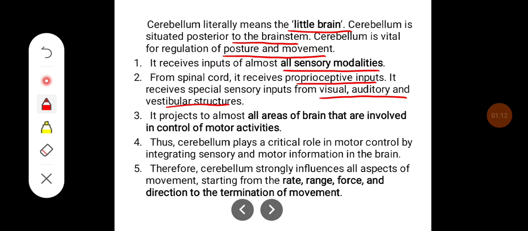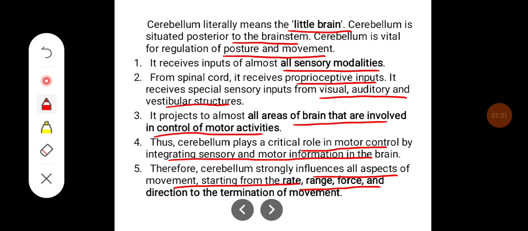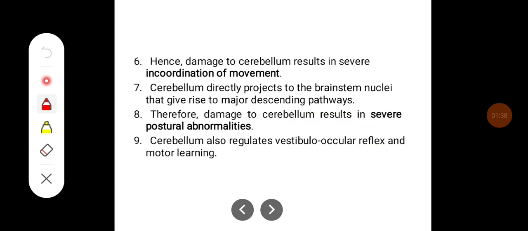It projects to almost all areas of brain that are involved in the motor activities. Thus, cerebellum plays a critical role in motor control by integrating sensory and motor information in the brain. Therefore, cerebellum strongly influences all aspects of movements starting from rate, range, force, and direction to the termination of movement. Hence, damage to cerebellum results in severe incoordination of movement.